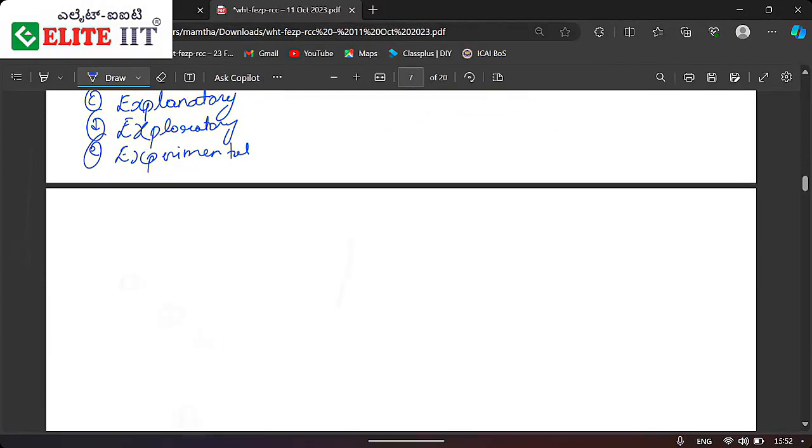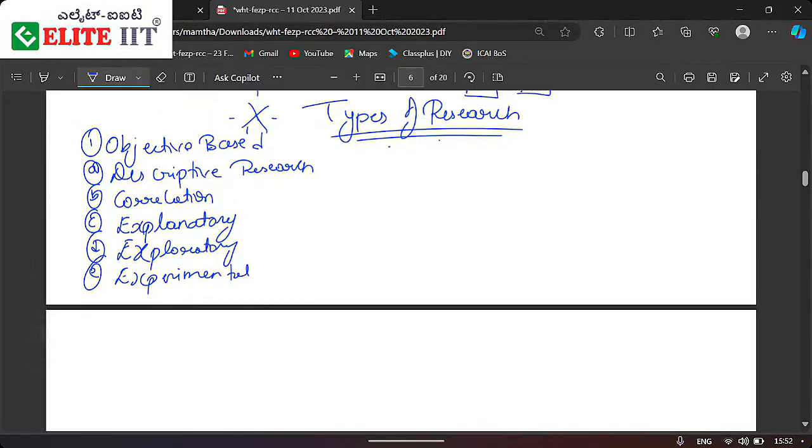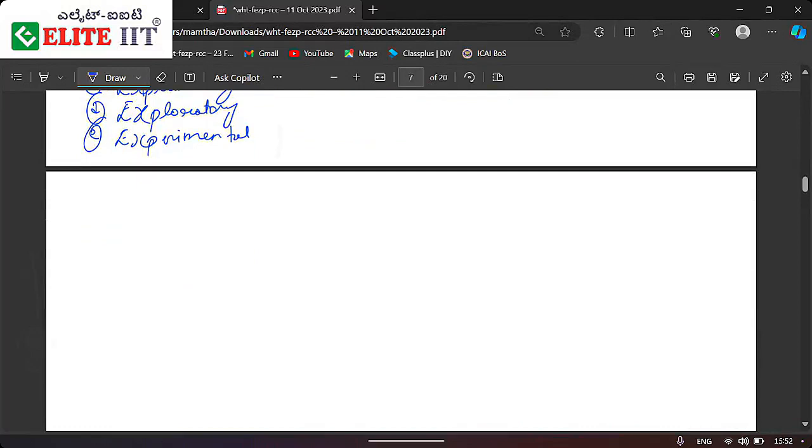First, let me look into what objective based research is. Objective based research in the sense, I will have a set objective. After my research, this is the result I am going to come across with, and based on this, I'll do the research. So under this, the first and foremost is descriptive research. Very important. On all this, we had a question. What do you mean by descriptive research?